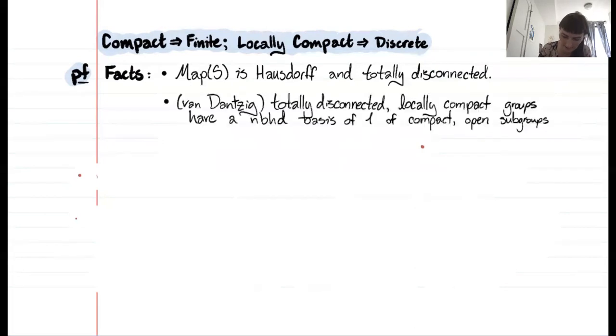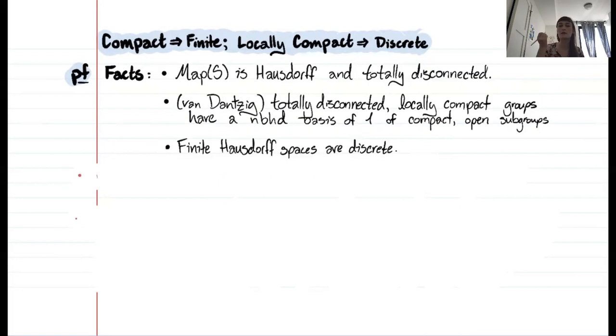And it's a theorem of van Dantzig that totally disconnected, locally compact groups have a neighborhood basis of the identity given by compact open subgroups. And I just want to remind you, finite Hausdorff spaces are discrete. I think I gave this as an exercise in a topology class I taught. So it's a cute proof.